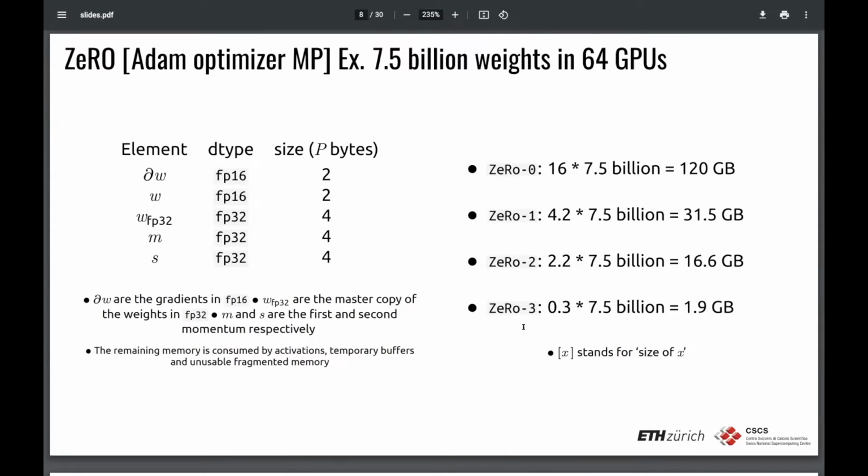And finally, with ZeRO-3, we get a factor of 0.3 when we divide all this 16 by 64, and it gives us 1.9 gigabytes. Okay, and so here we can even fit it on our GPUs on Piz Daint.